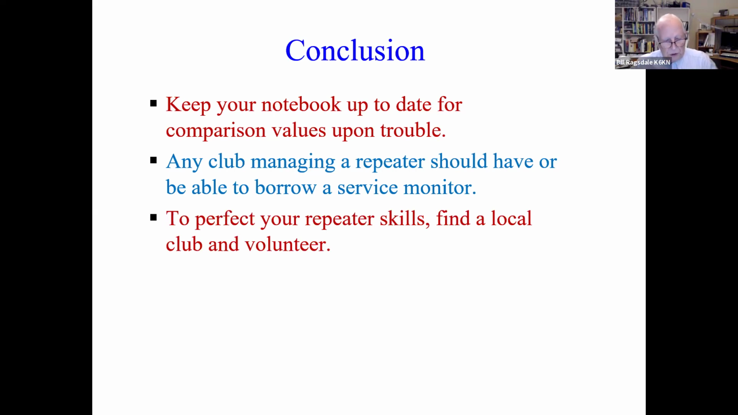And if you wish to delve more deeply into this technically, and you say, how can I get involved in repeater understanding and maintenance? It is quite interesting. It's quite rewarding. It's a bit of a challenge to learn everything and to research it, but I get quite a kick out of it. So find a local club and volunteer, because they're always looking for people who are looking to do technical maintenance.